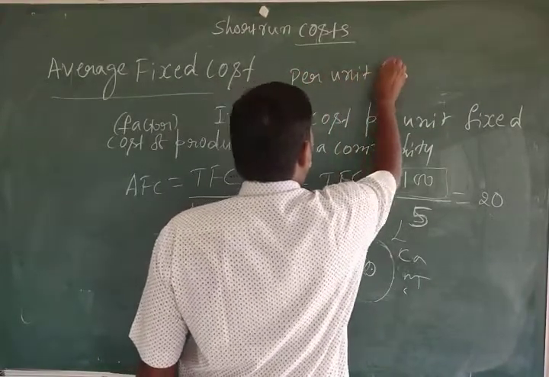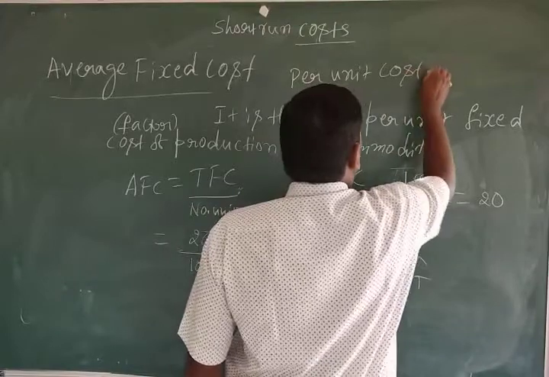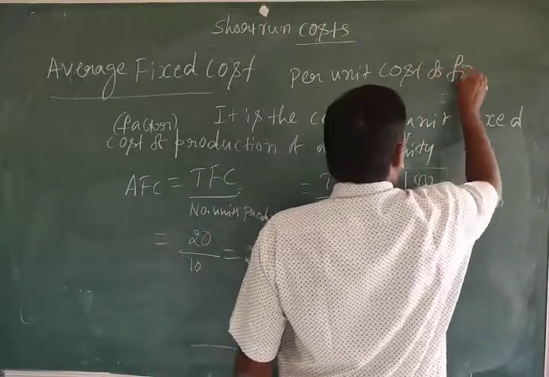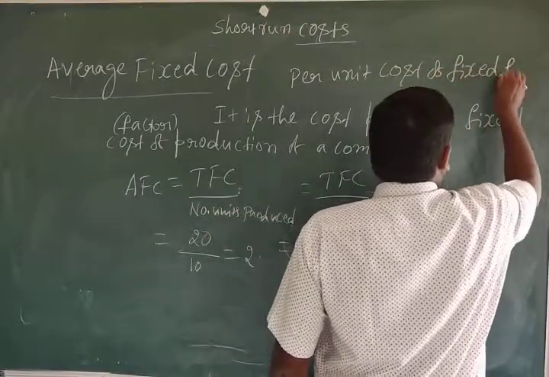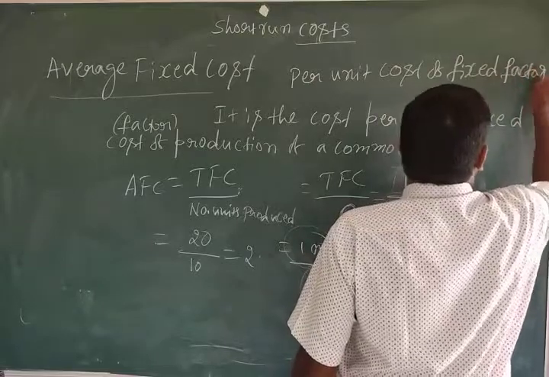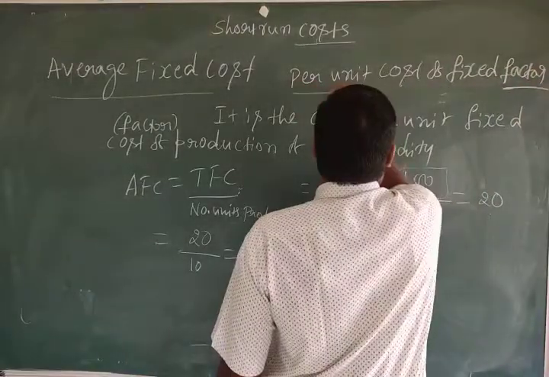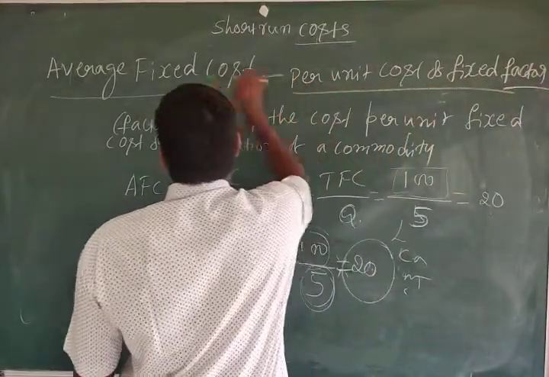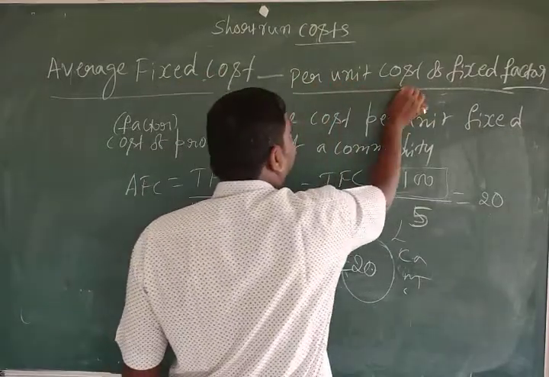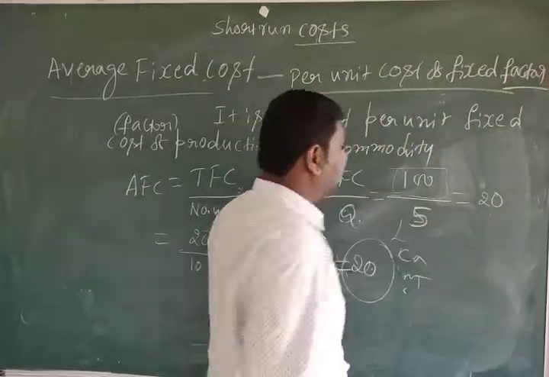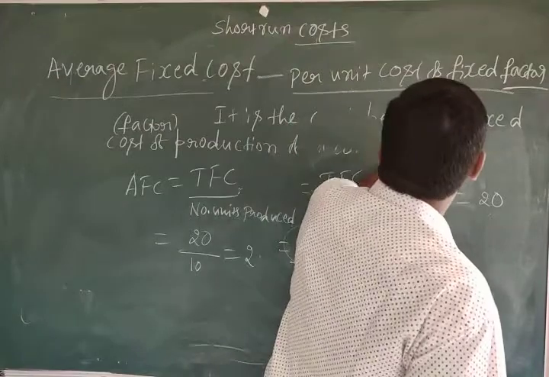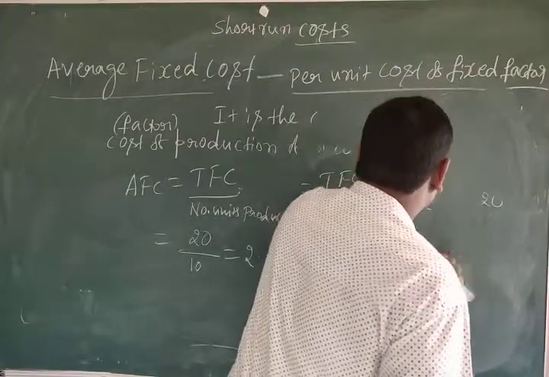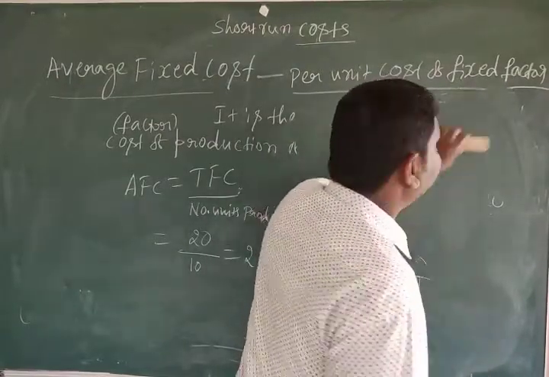Per unit cost of fixed factor. Simple. The answer to "what is the average fixed cost?" is the per unit cost of fixed factor. Okay, it's clear.